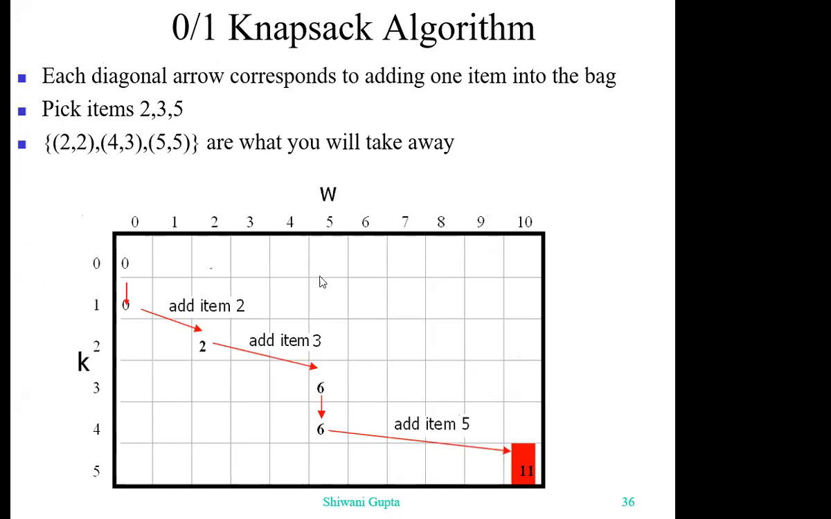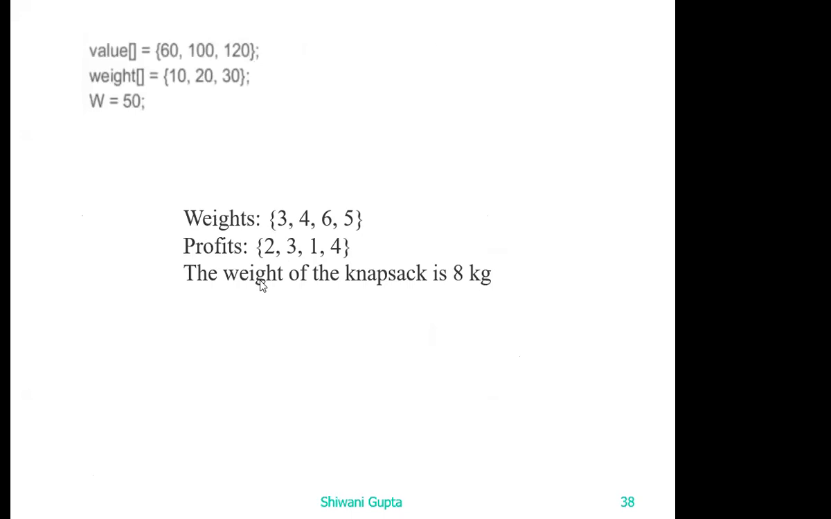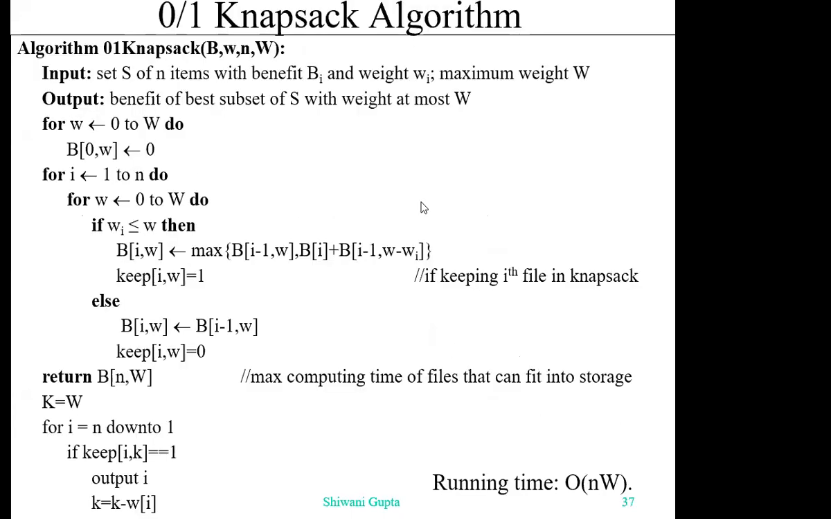Again, this example you can practice, that is on the slide, as well as these two examples. Now let us have a look at the algorithm. So initially in the knapsack, you need to initialize the 0th column and 0th row.